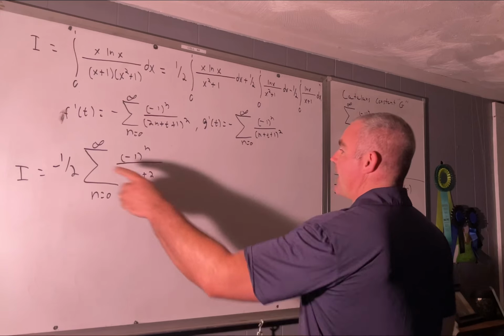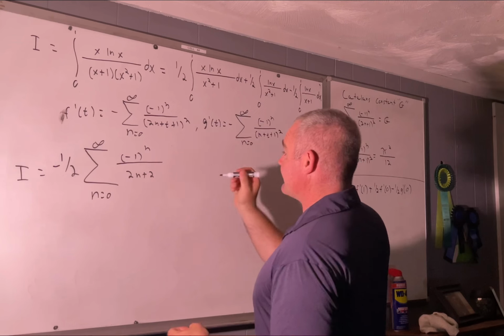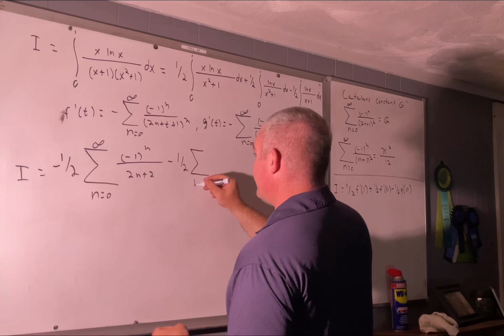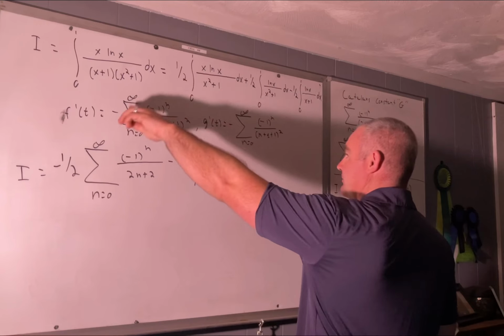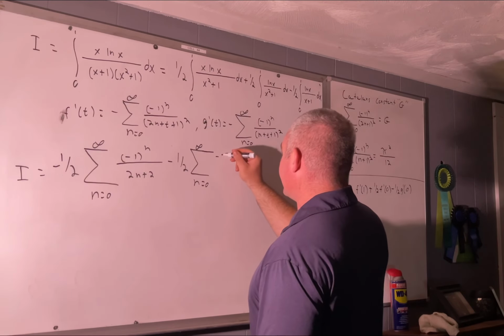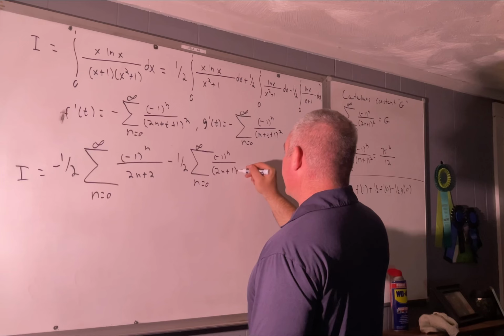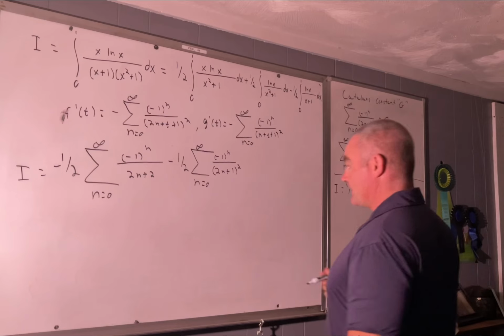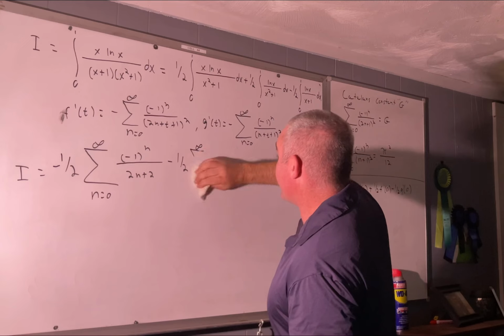Right, okay, and then we'll have plus a minus. So minus 1/2 the sum as n goes from 0 to infinity of this thing at the point t equals 0. So that's (-1)^n over (2n plus 1) squared. Aha, see, this is just Catalan's constant. So what we're actually going to do is just write minus 1/2 G.